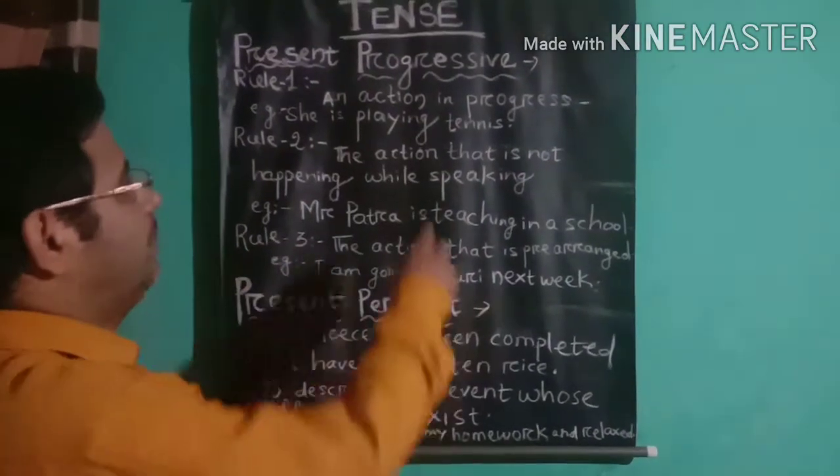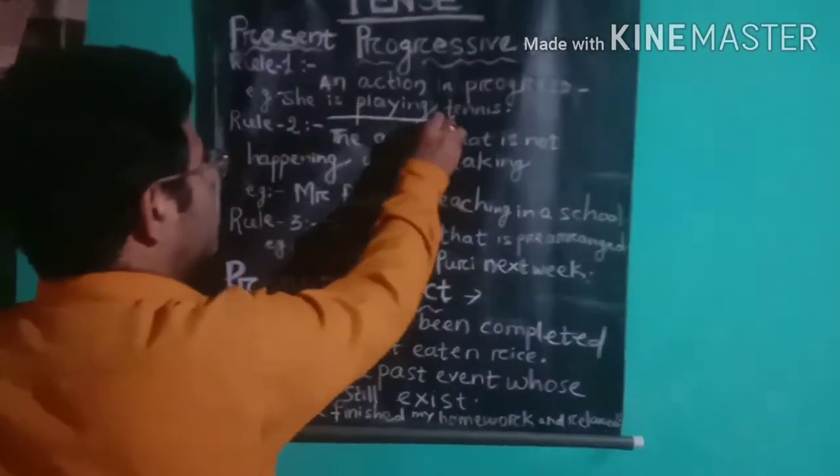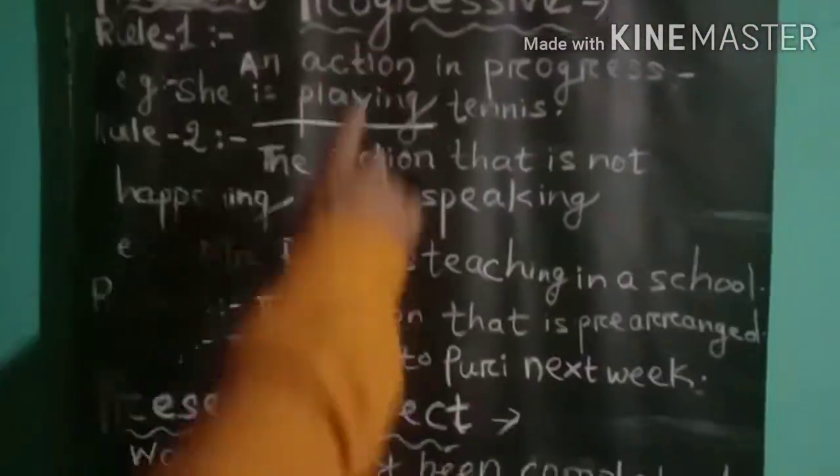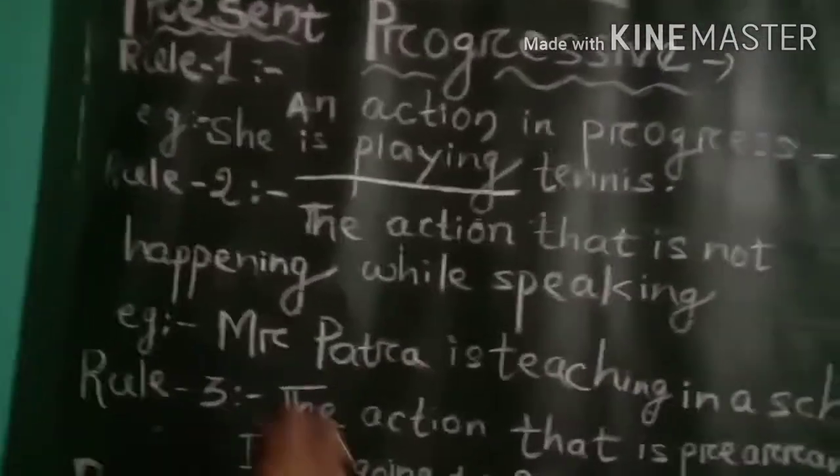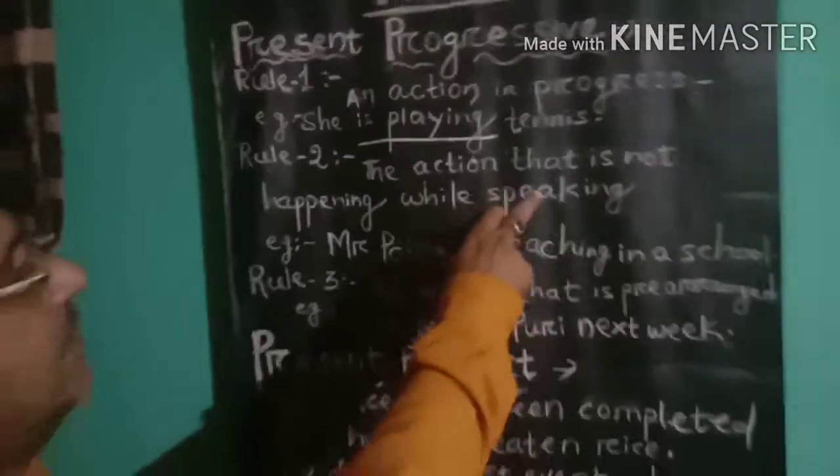Example: she is playing tennis. Here, "is playing" is in the progressive form because the action is in progressive, or continuing, form. Rule number two: the action that is not happening while speaking.